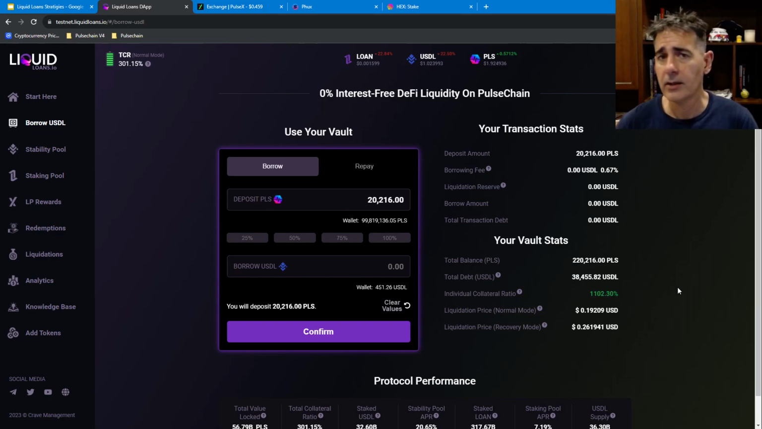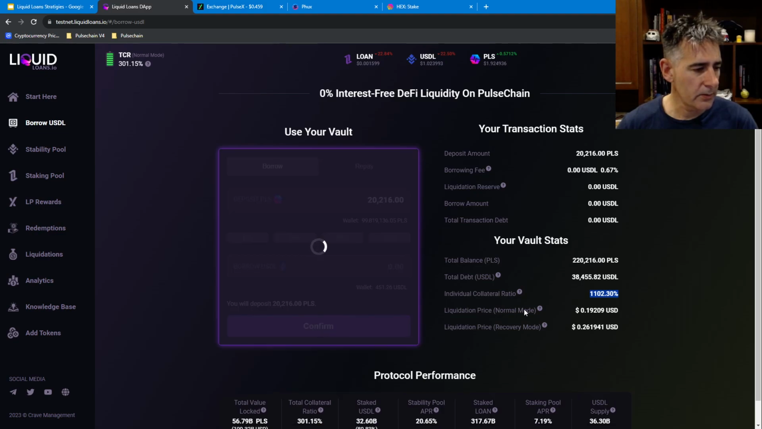It started off at about 1,000. So that's the beauty of this strategy, it does actually make our vault a little bit more robust because we are adding pulse to the vault. It's a double-edged sword, but let's go with that for now. So let's confirm this.